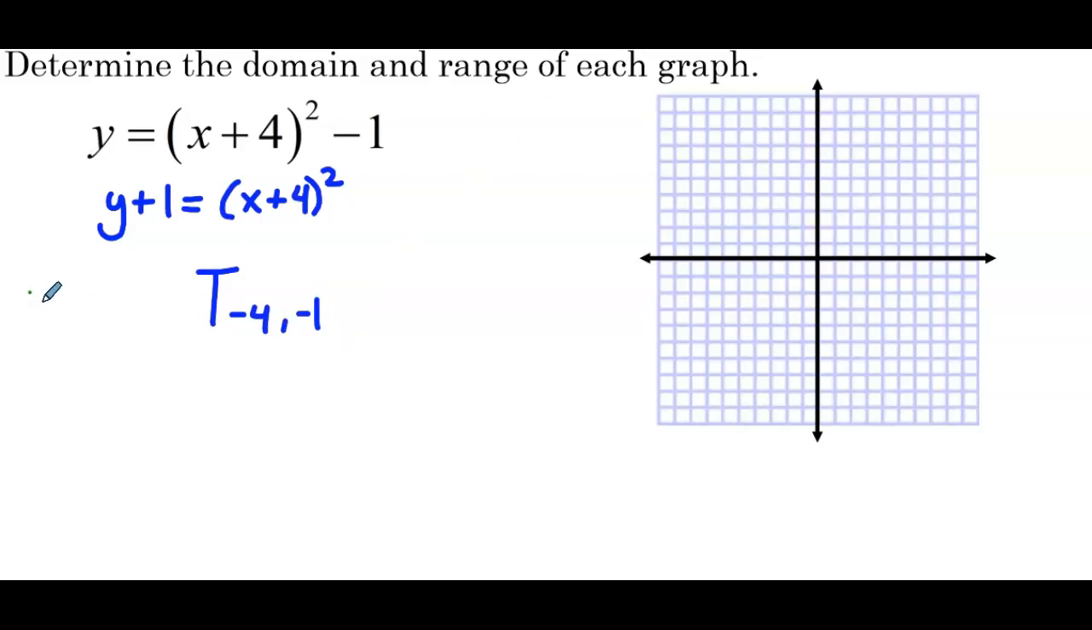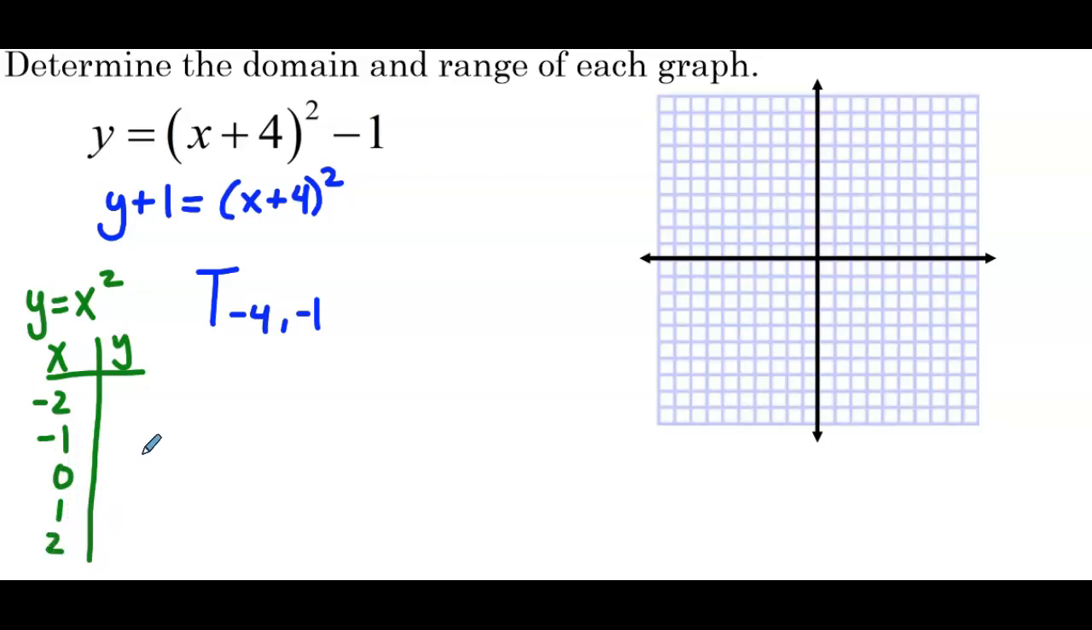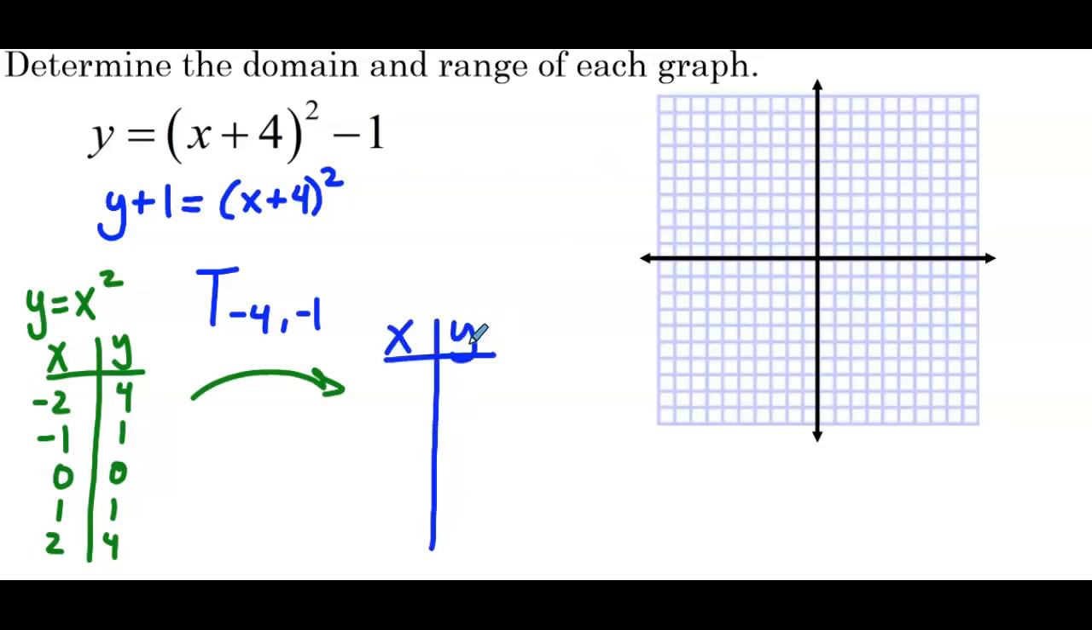So we can start with the table of values for our parent function, y equals x squared, which will be the parent function for all of these functions. So x: -2, -1, 0, 1, 2, and y: 4, 1, 0, 1, 4. We can apply the translation of (-4, -1), and we can get a new set of points (x, y). So we're going to subtract 4 from every x and 1 from every y.